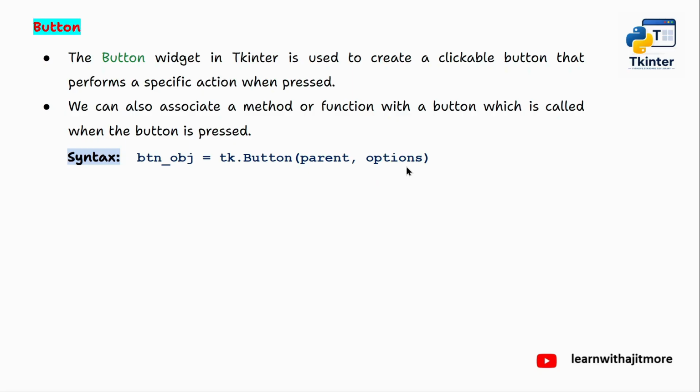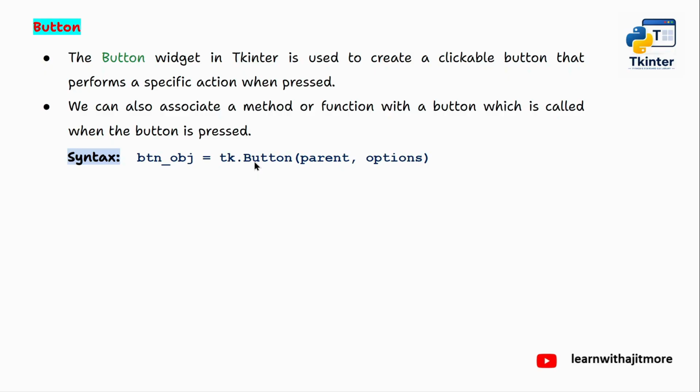And then you have to pass some options. Options are the configurations of that button, like what should be the text on the button, then the font of the button, then which function is to be called when the button is clicked. Whenever I click on the button, which function is to be executed? So you have to associate that function with that event, and you'll do it with this option. Then foreground color, background color, so many options are there. All these are setting the configuration of your button.